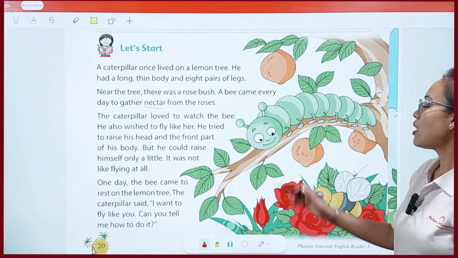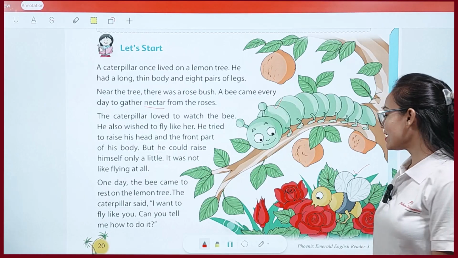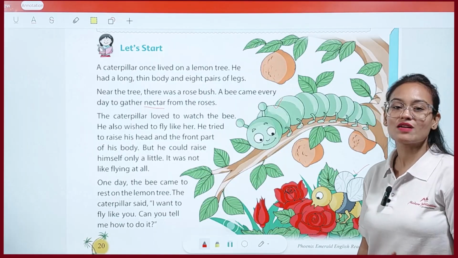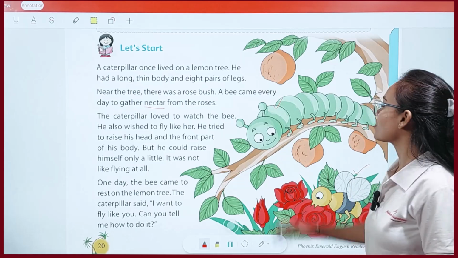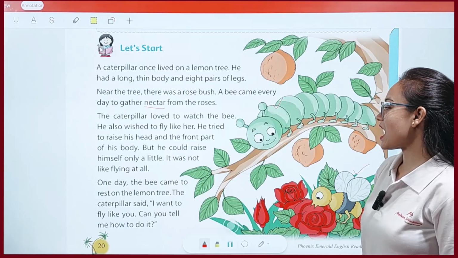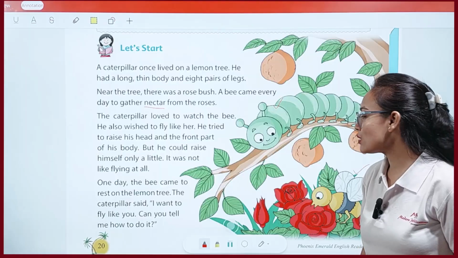One day the bee came to rest on the lemon tree. She was very tired, so she thought, for some time I will take rest on this lemon tree. The caterpillar said, I want to fly like you. Can you tell me how to do it?